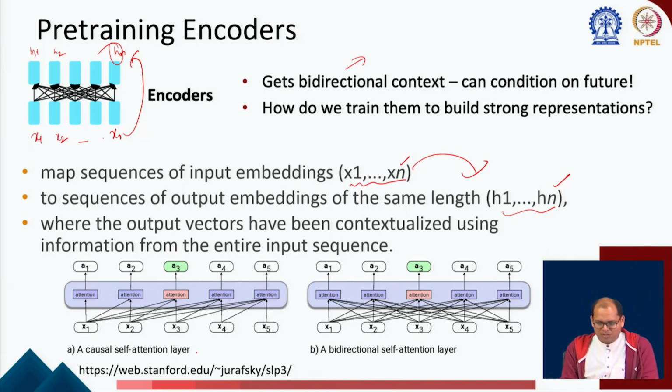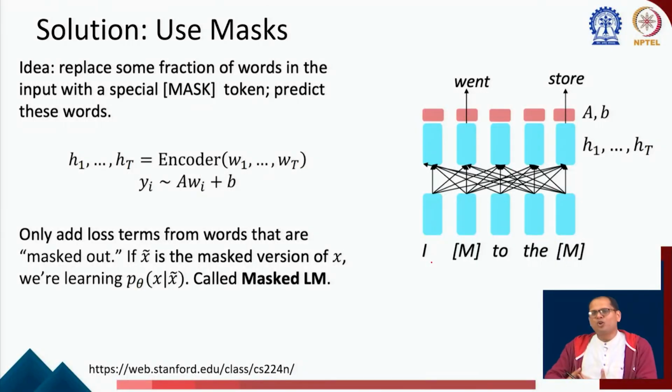This is how a causal self-attention layer looks, which we will see more in the decoder, where you are not able to attend to the future tokens. But in the encoder, each token can attend to all the tokens, because you want to make a good representation. That's the only requirement here. You should be able to make use of whatever information you have to get a good representation for each word.